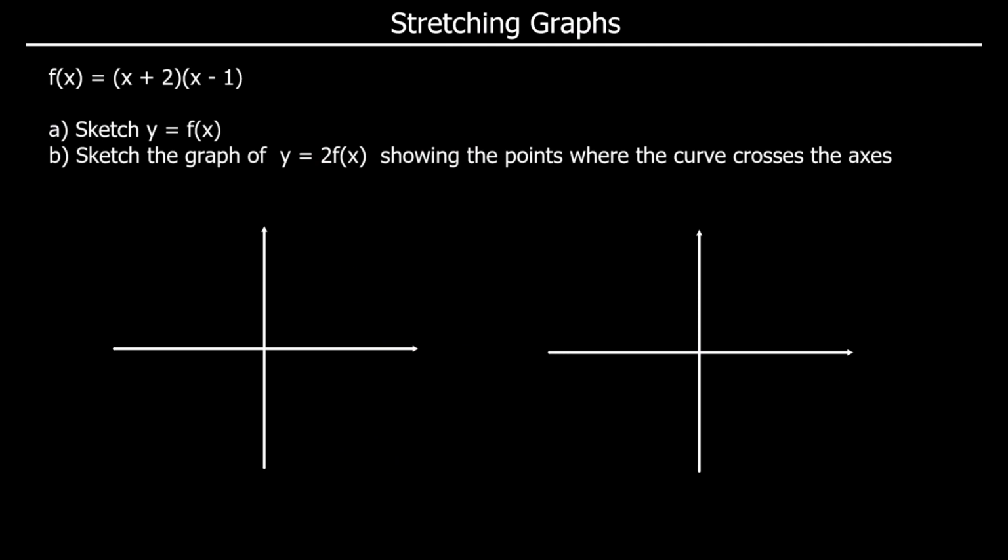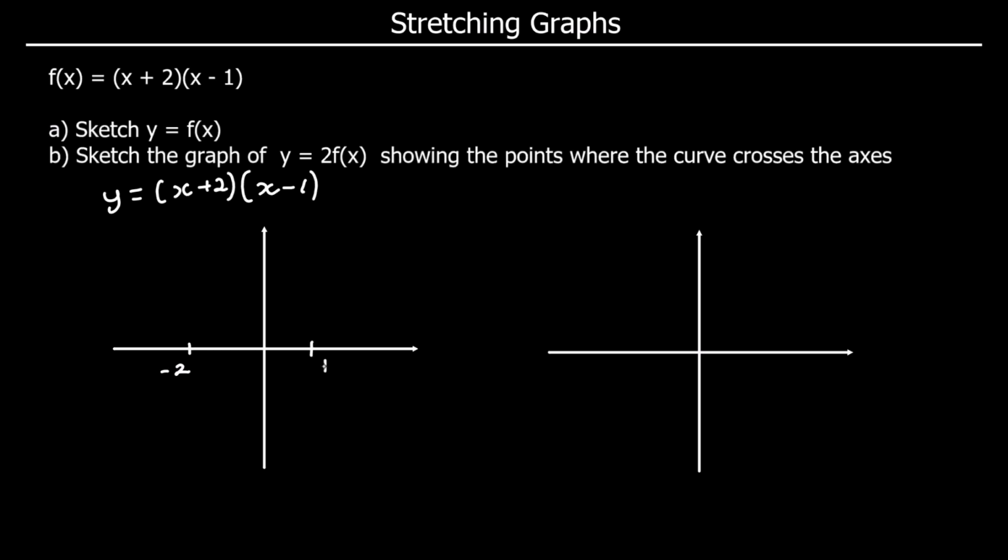So we've got f of x is x plus 2 times x minus 1. Part A says sketch it. So sketch y equals f of x. So y equals x plus 2 times x minus 1. Crosses x when y equals 0. When y is 0, what makes the bracket 0? It's -2 and +1.